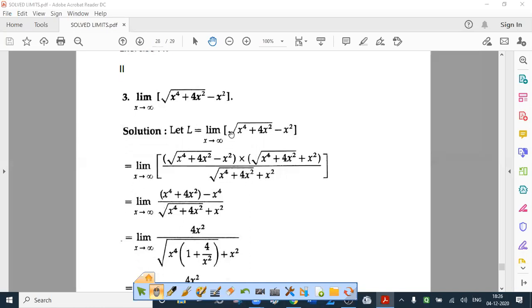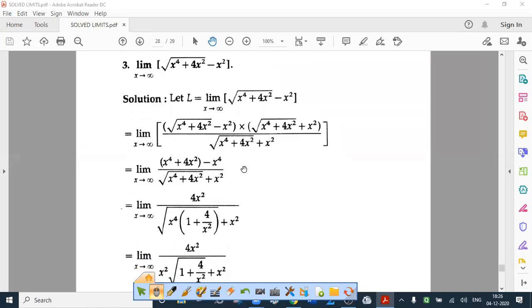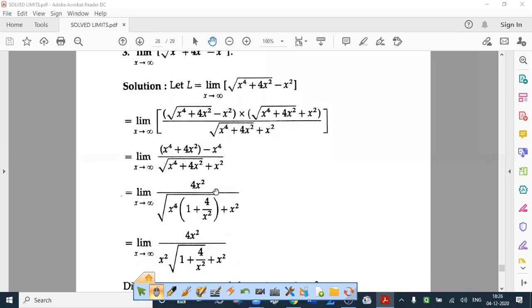Okay. See, rationalize the numerator, simple. So a minus b into a plus b is a square minus b square. So we get simply 4x square. Now usually we say divide numerator and denominator by x square. Here they have done the same thing but in a different form. Within the radical sign they have taken x raised to 4 common to get 1 plus 4 upon x square. Now root of x raised to 4 is x square.